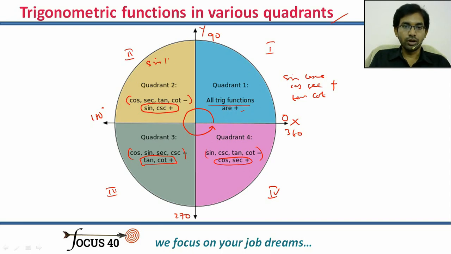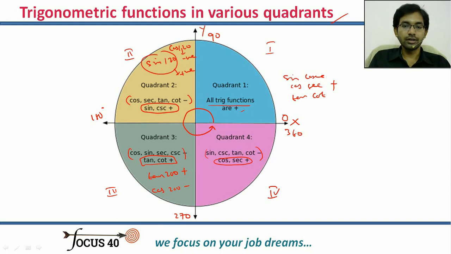That means, for example, sine 120. 120 lies in the second quadrant and sine is positive. So this particular value will be positive. And at the same time, cos 120. So cos is negative here. This will be negative. And let us see in the third quadrant, tan 200. 200 lies in between 180 and 270, that is in the third quadrant. Tan 200 is positive, and cos 200 will be negative.